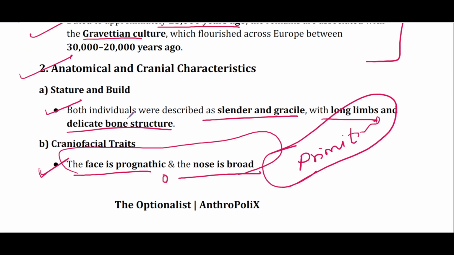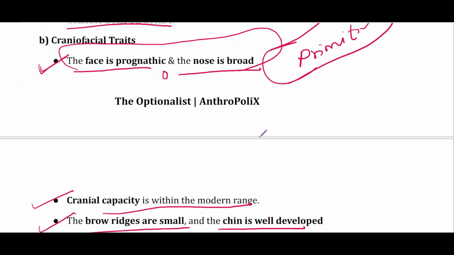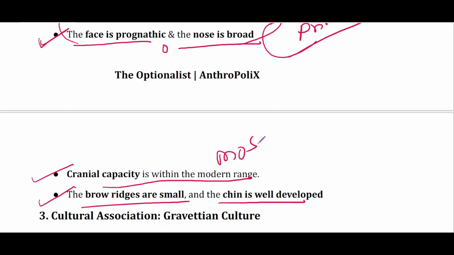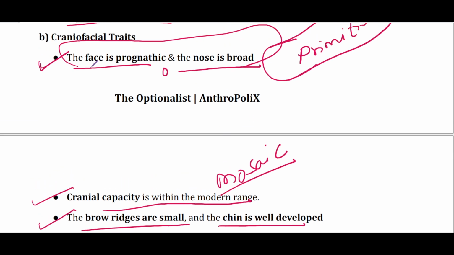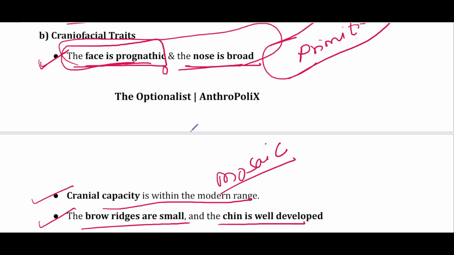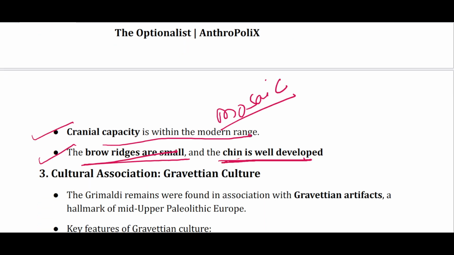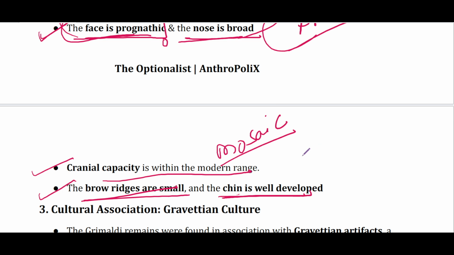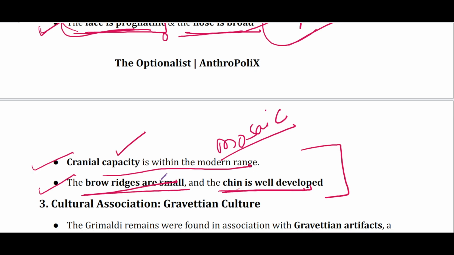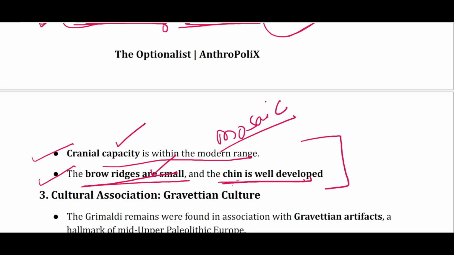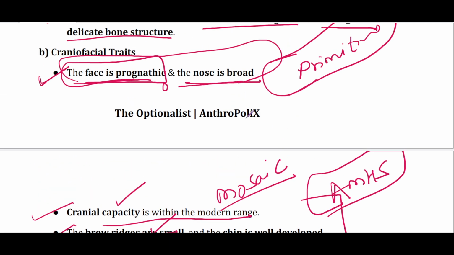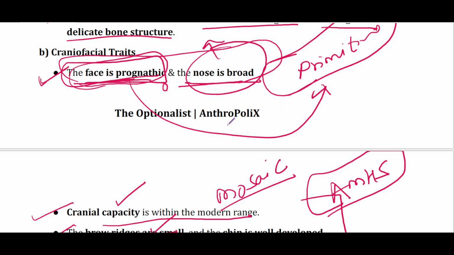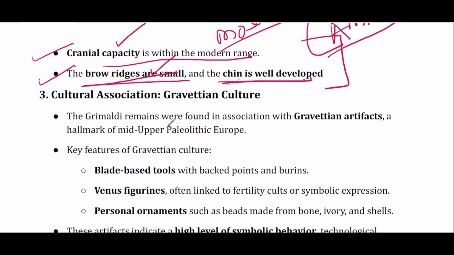So that's why Grimaldi is quite interesting to study, because there are many mosaic features here, you can see them together: a prognathic face, protruding face, broad nose, but brow ridges and a well developed chin. Higher cranial capacity, reduced brow ridges and well developed chin are features of AMHS or modern humans. Whereas prognathic face and broad nose, okay, a broad nose may be for a warmer condition, but the prognathic face is certainly a primitive feature. So both transitional features are existing together.